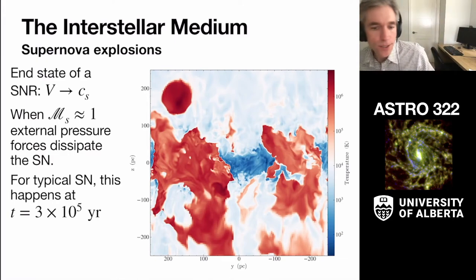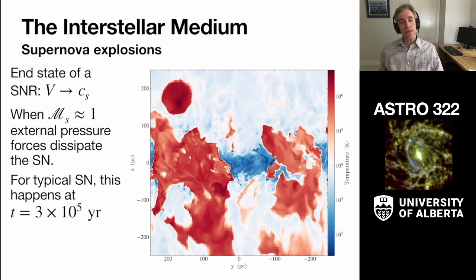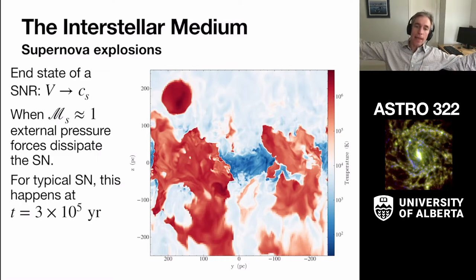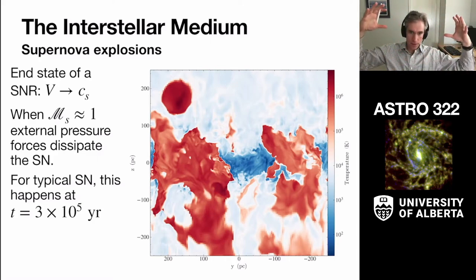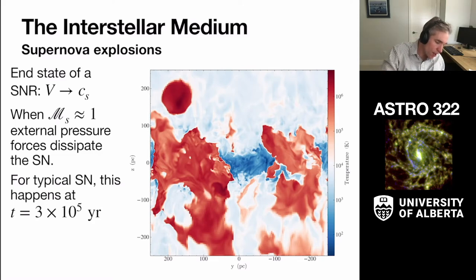So the last thing to talk about in the interstellar medium is the end state of these supernova explosions. They're expanding out and constantly slowing down. And so they pop up and then slowly reach a velocity where the speed of the shock front approaches the sound speed in the medium.